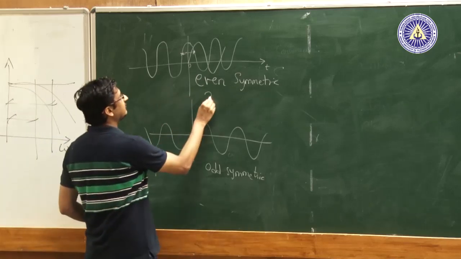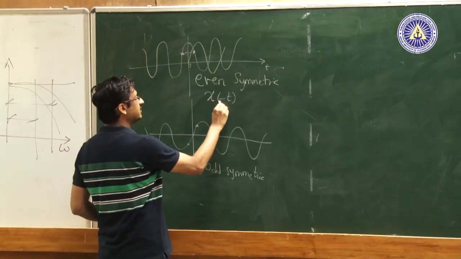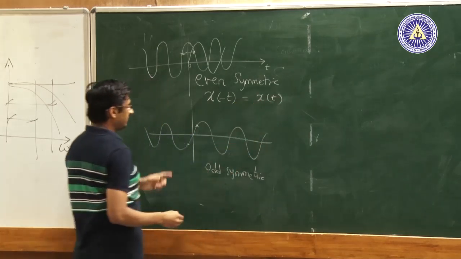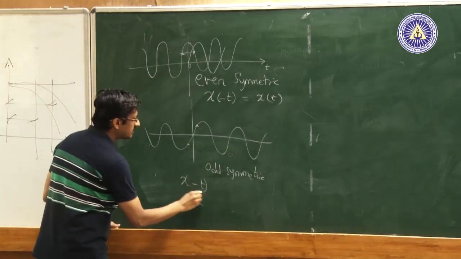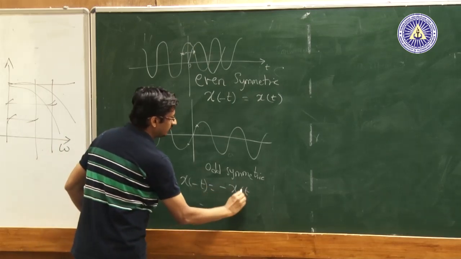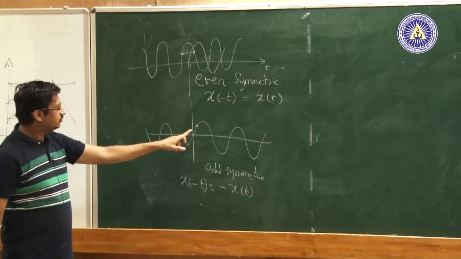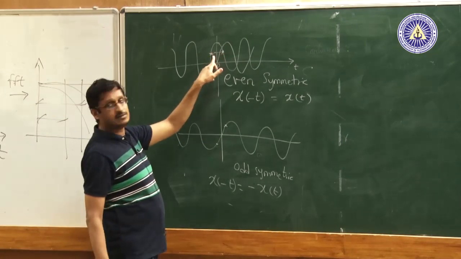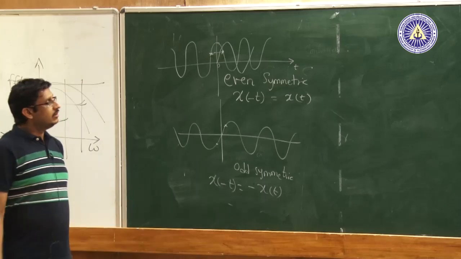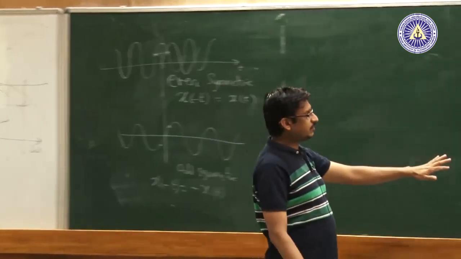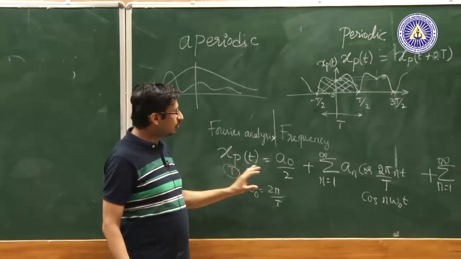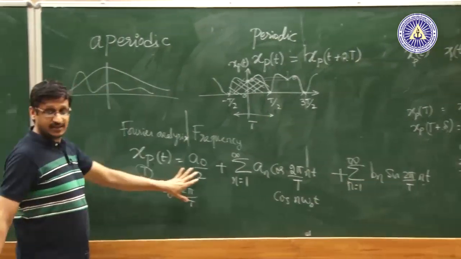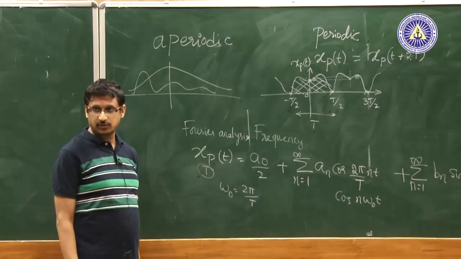So, you have an even symmetric signal in which x of minus t, which is a reflected signal, is equal to x of t, and for the odd symmetric signal, x of minus t is minus x of t. All that we are saying is these values are negative with respect to one another, and they are essentially the same in magnitude. So, the form of Fourier series that we have written incorporates both even symmetry as well as odd symmetry, and then there is this a0 by 2, which is a constant with respect to time.